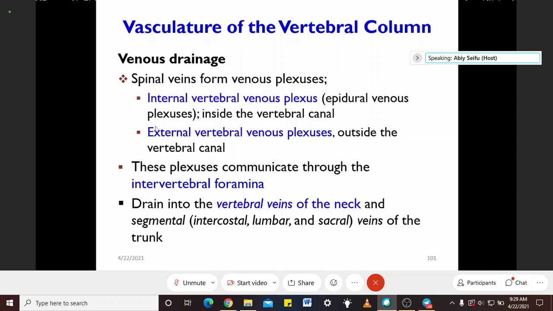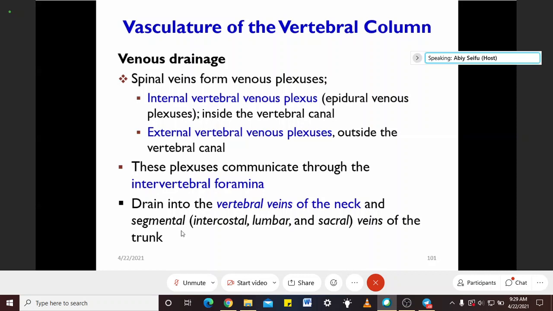That means it is drained by the external vertebral venous plexus, which communicates with the internal one, which in turn communicates with the cranial cavity. You see, therefore, it can serve as a route for transmission of infections. Finally, this plexus drains into the vertebral veins of the neck.